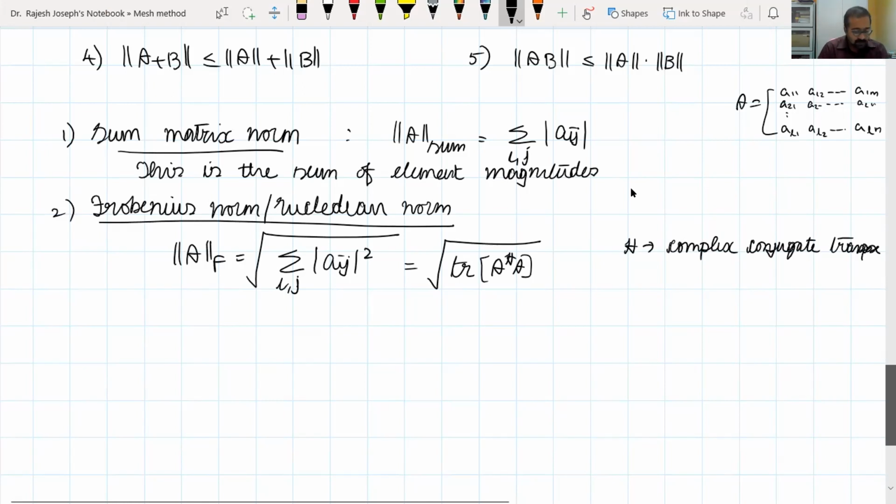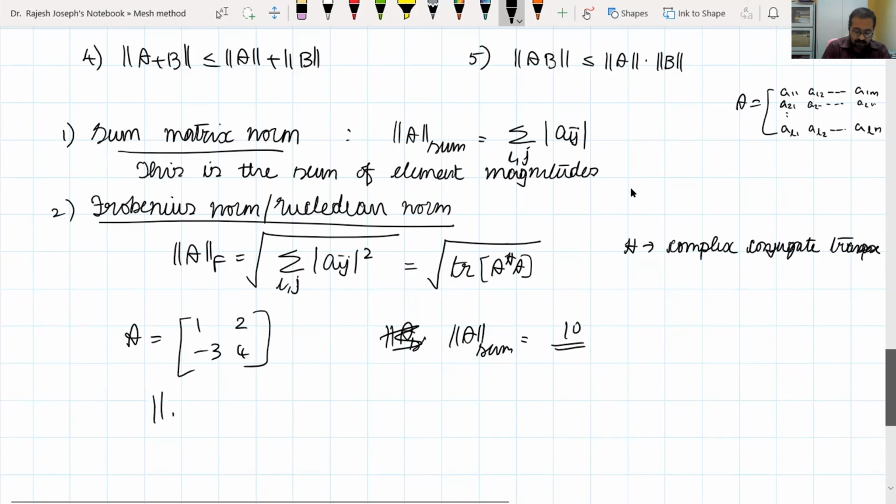As an example, let us try one example. A equal to 1, 2, minus 3, and 4. Find the sum norm and the Frobenius norm. How will you find the sum norm? That is nothing but sigma over i, j of mod a_ij, that means 1 plus 2 plus 3 plus 4. You will get 10.